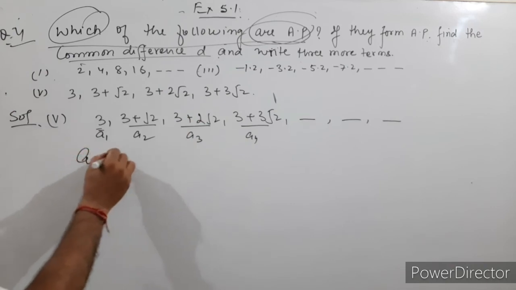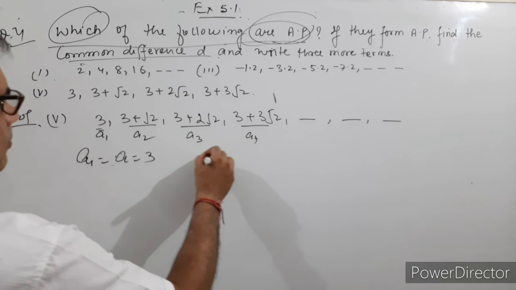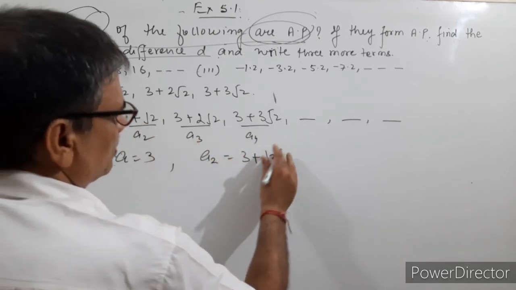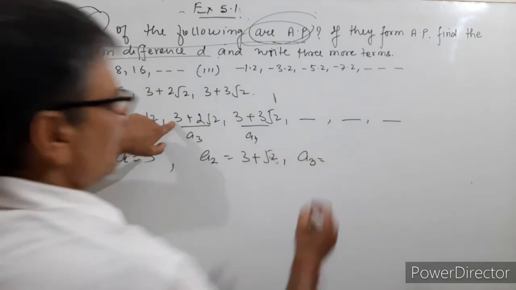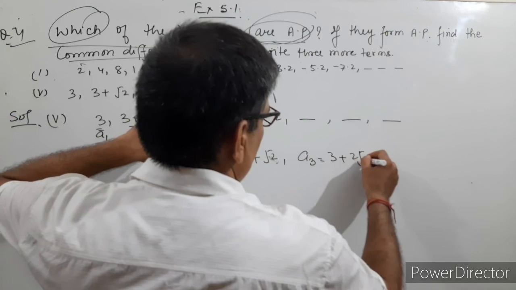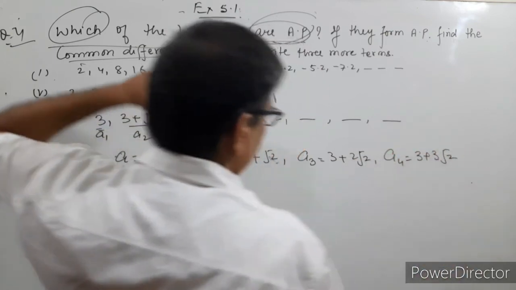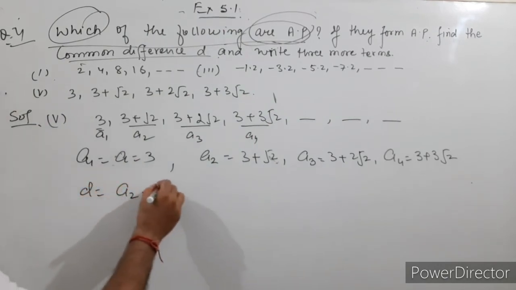What is A1? A1 is equal to 3. What is A2? A2 is 3 plus root 2. What is A3? A3 is 3 plus 2 root 2. What is A4? 3 plus 3 root 2. And now we have to find out D. What is D? A2 minus A1.